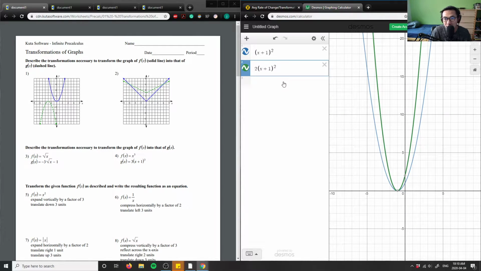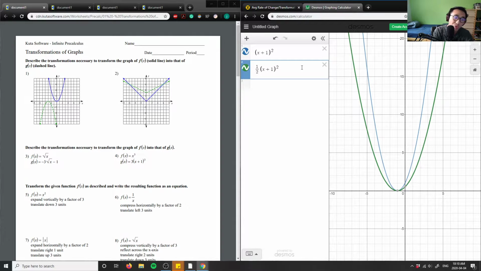If I put it into my graphing calculator, you're going to realize that this function becomes thicker. So again, thin would be vertical stretch. Vertical compression makes the parabola thicker, so it opens up more, whereas stretch opens up less.